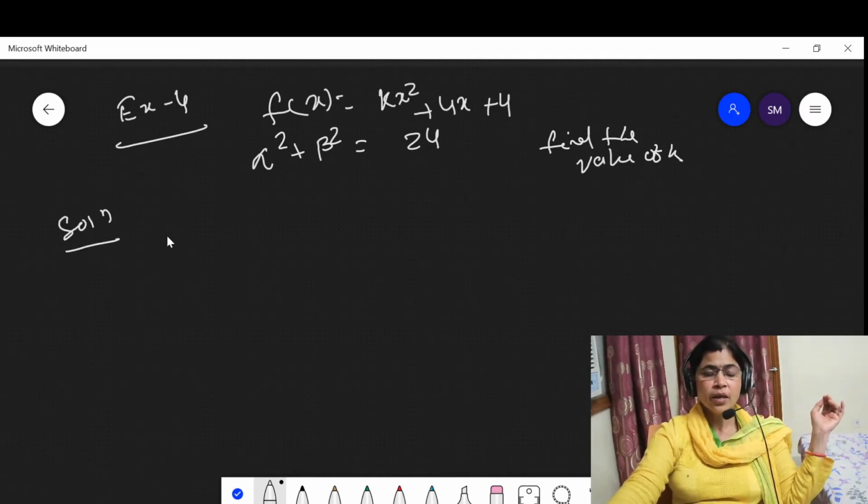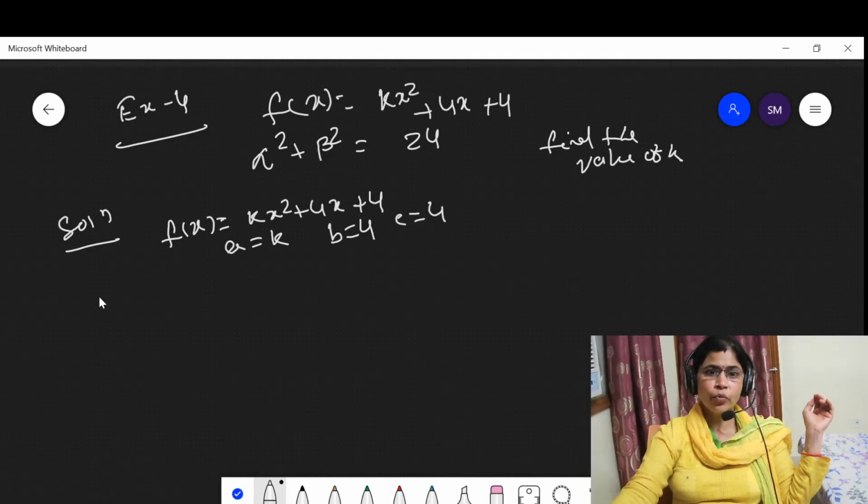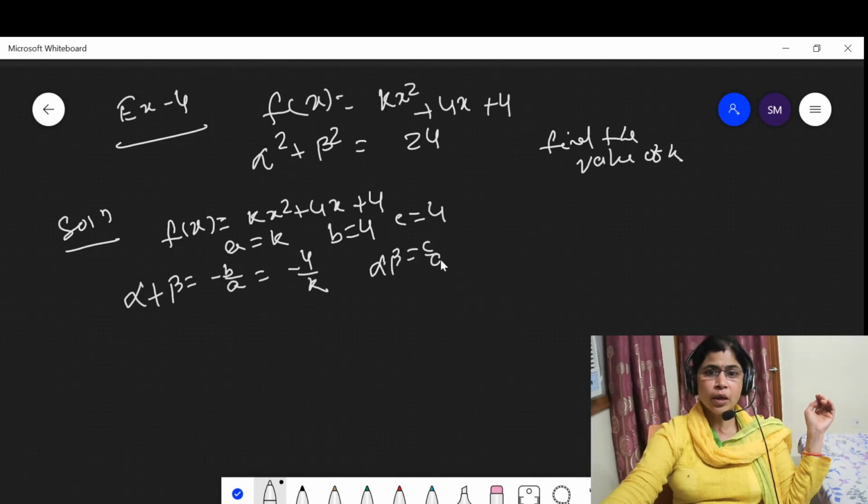Let us solve this. Here alpha square plus beta square is given. Here the polynomial is f(x) equal to kx square plus 4x plus 4. Then a is equal to k, b is equal to 4, c is equal to 4. Then alpha plus beta is equal to minus b upon a, which is minus 4 upon k, and alpha into beta is equal to c upon a, which is 4 upon k.